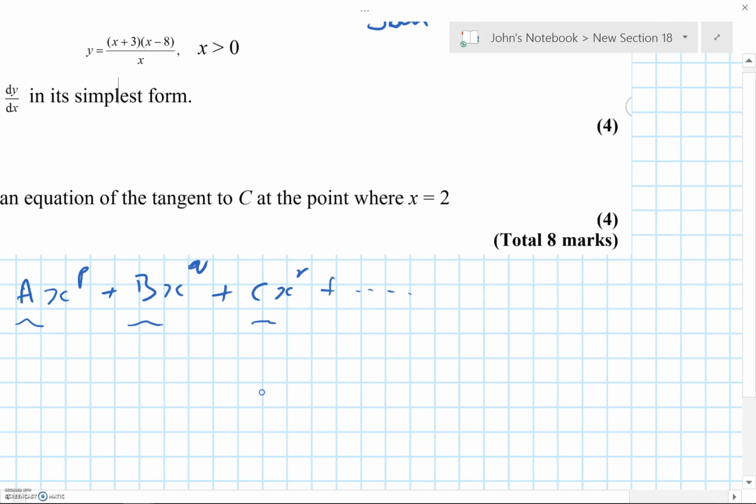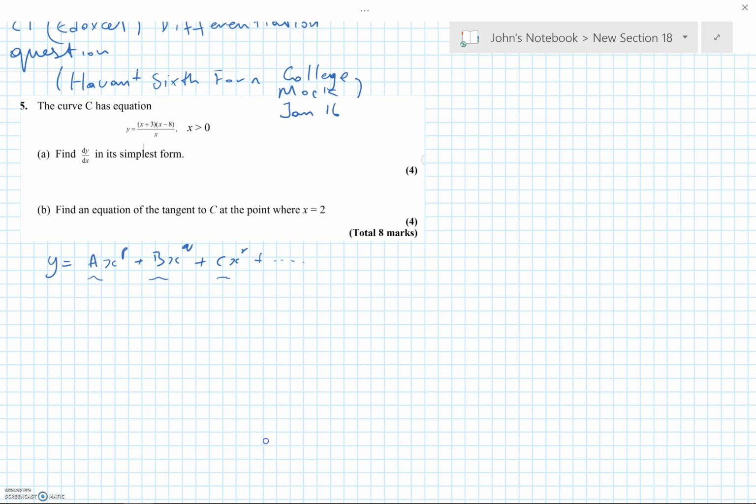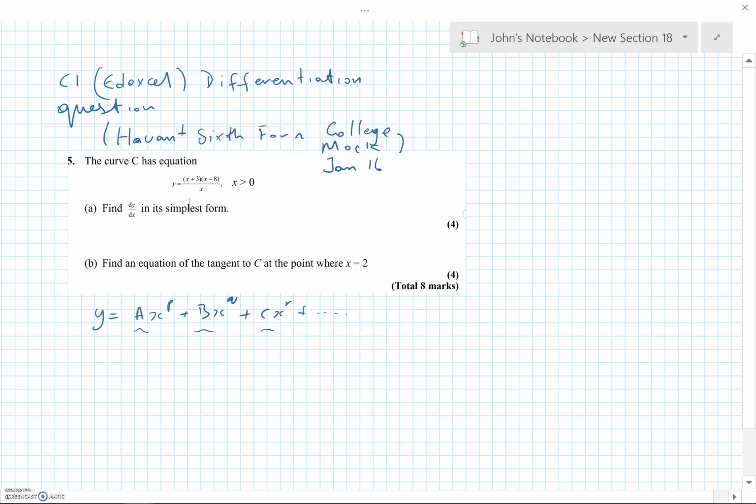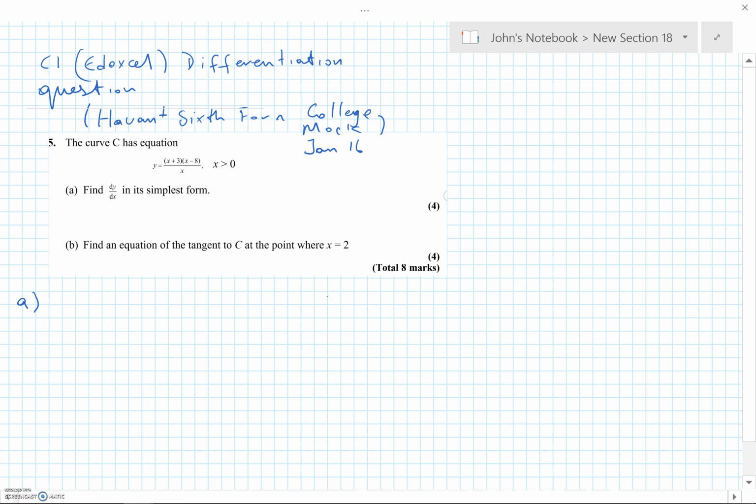Okay, sorry about the screen moving around there. So let's go back and do it. Let's multiply out the top. We've already got it written above, so we might as well just multiply. x squared, then we get minus 8x plus 3x, so that's minus 5x.